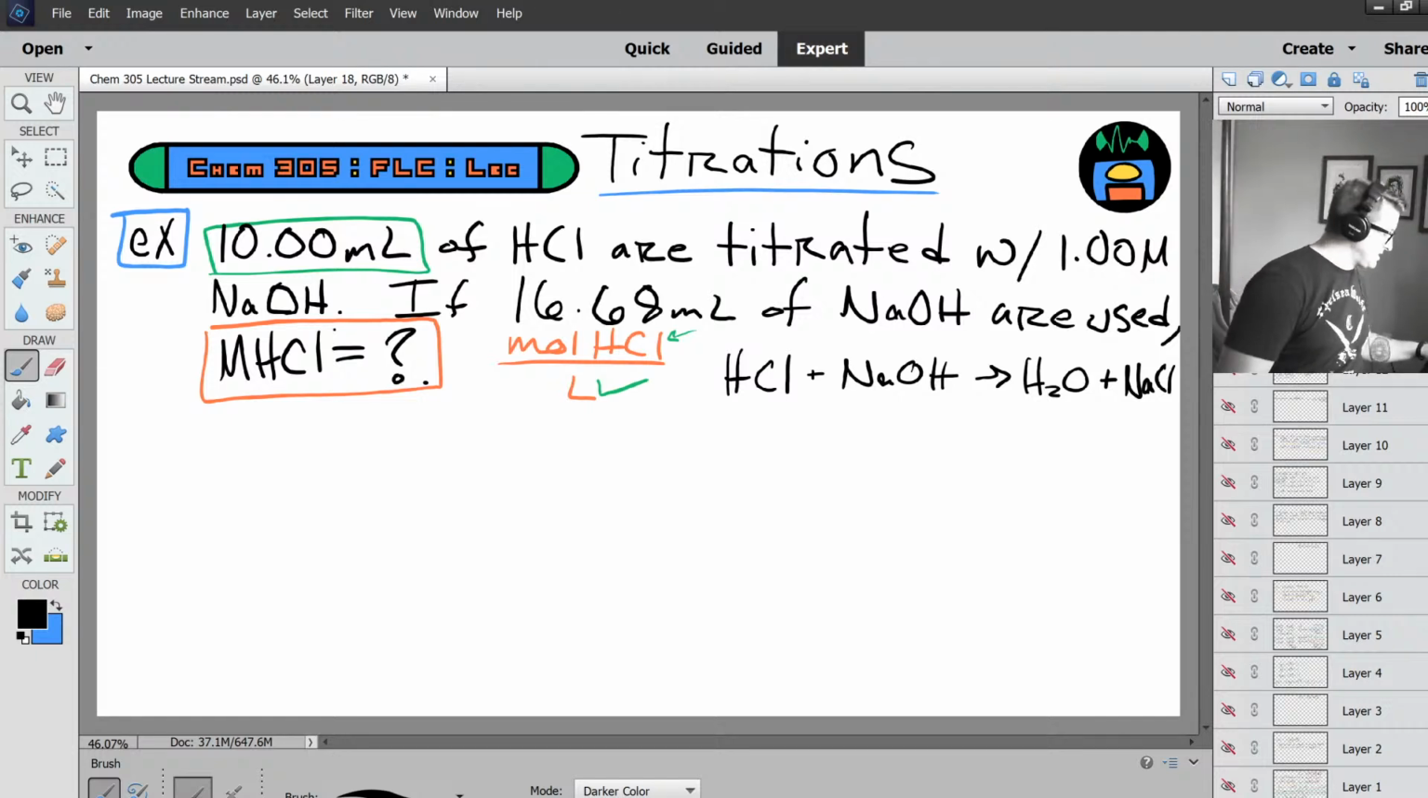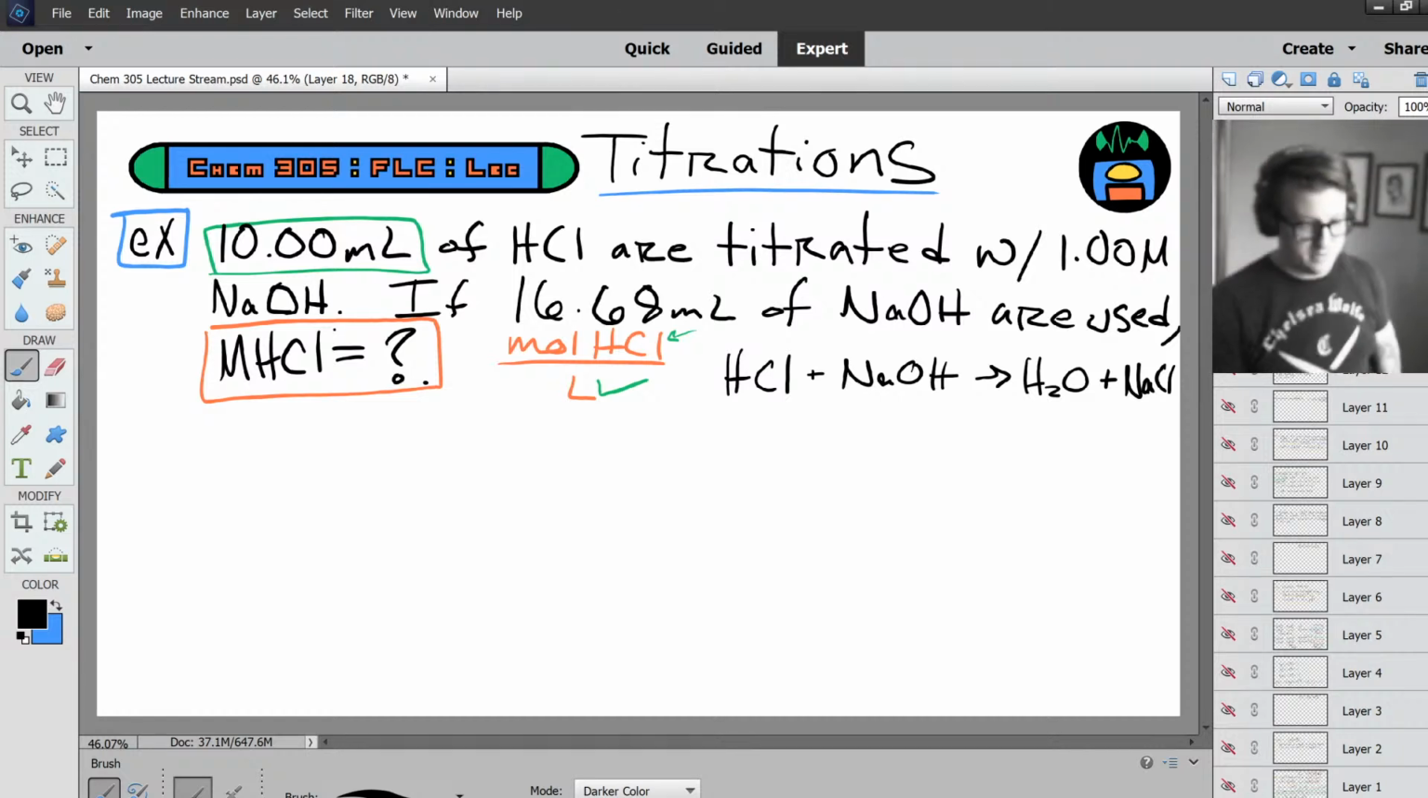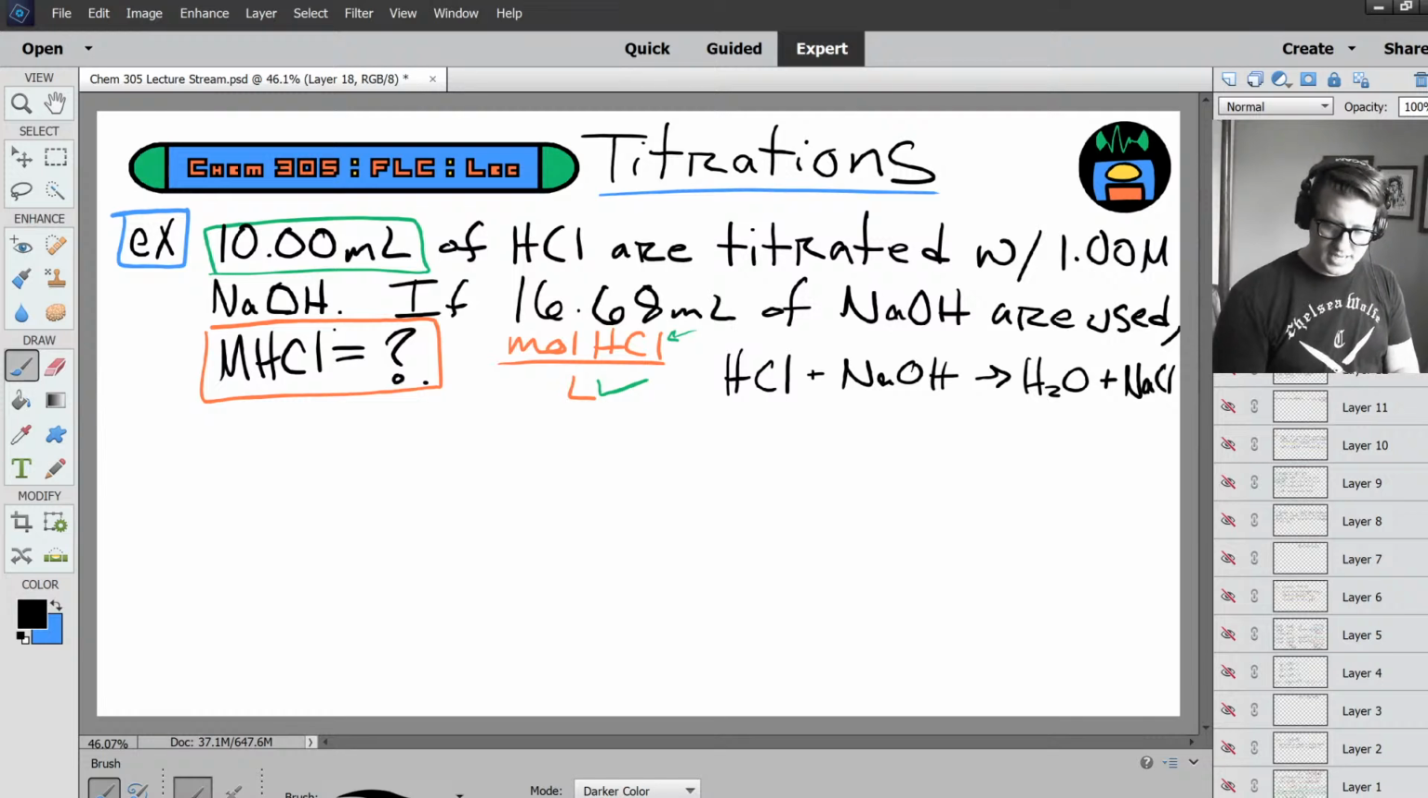Yeah, Susan, exactly. This is exactly Lab 10. Lab 10 is a titration lab. So this is one of the cool moments when lab and lecture actually correspond to each other.